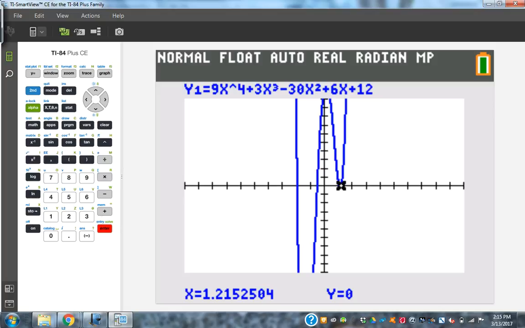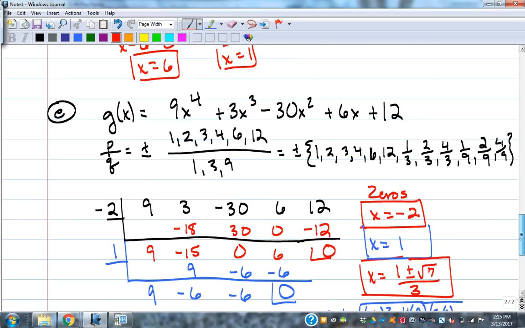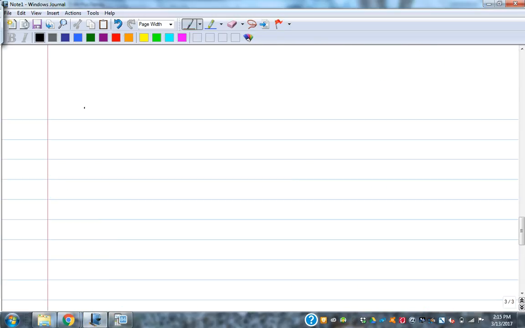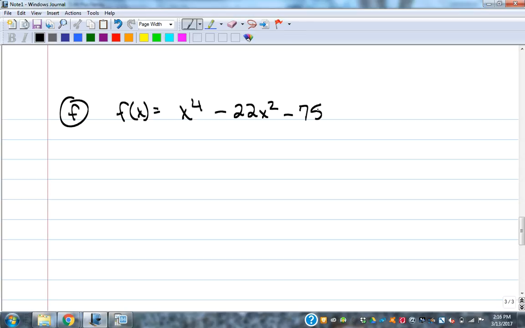Let's look at an example, whatever letter we're on, F. Seems fitting. F of x equals x to the fourth power minus 22x squared minus 75. Let's try to solve this one the same way we've been doing. This one can be done a couple other ways using what we did last week, but let's try to do it through the pattern that we're trying to learn today.